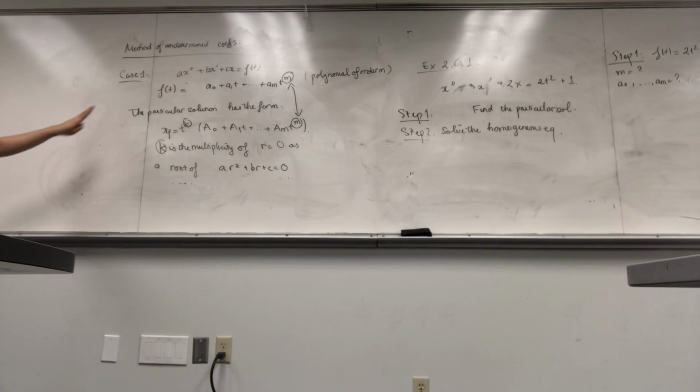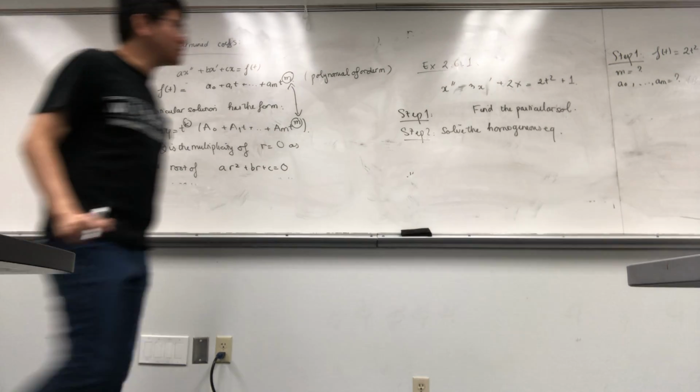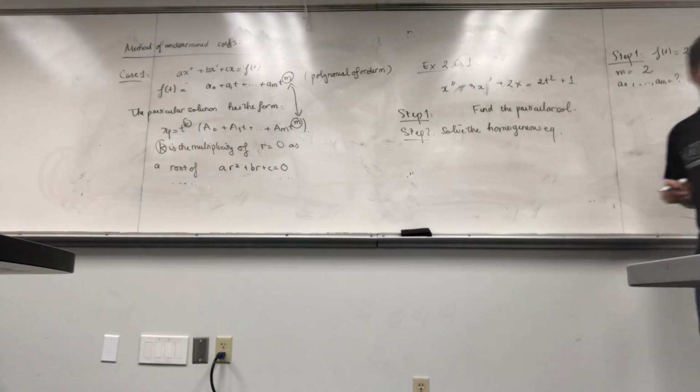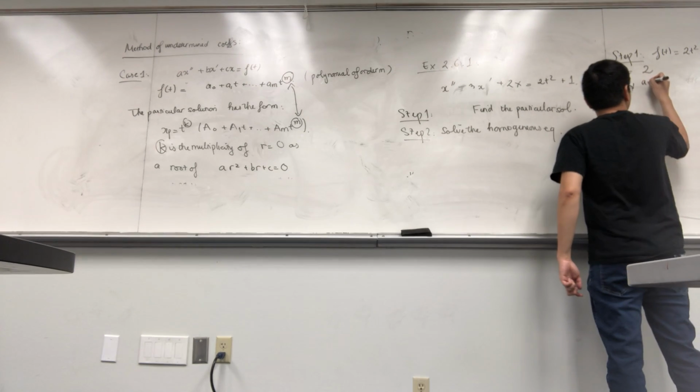Right, so in this formula that I have here, I want to know m, and I want to know a0, a1, a2, am. Is it 2? m is 2, right? So m will be the order of the polynomial, right? So now I want to know what is a0, a1, a2.